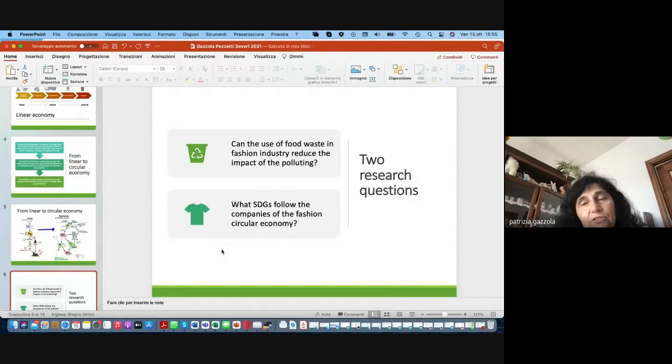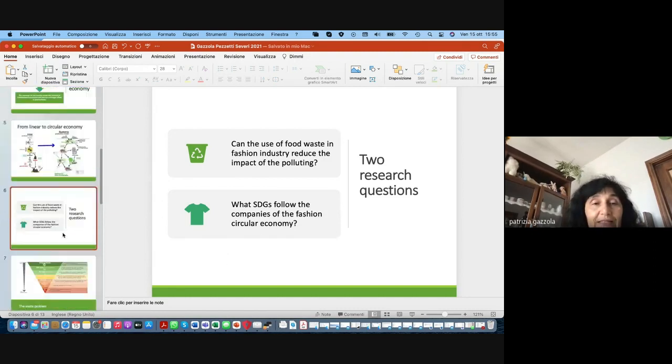And then the second research question is connected to the sustainable development goals. You know that we have some important goals, and for 2030, we want to reach those goals. The second research question is connected with the way to reach the sustainable development goals, and whether companies in the fashion industry, thanks to circular economy, can also reach the sustainable development goals.